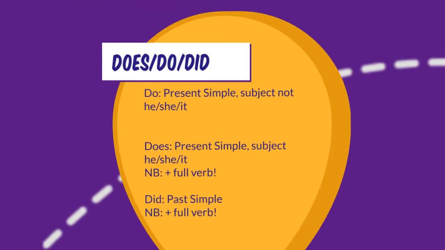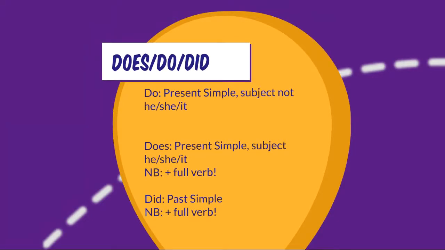So we use do for the present simple if the subject is not he, she, or it. We use does for the present simple if the subject is he, she, and it. And we use did for the past simple. Mind you, for does and for did, you need to really pay attention to adding the full verb.